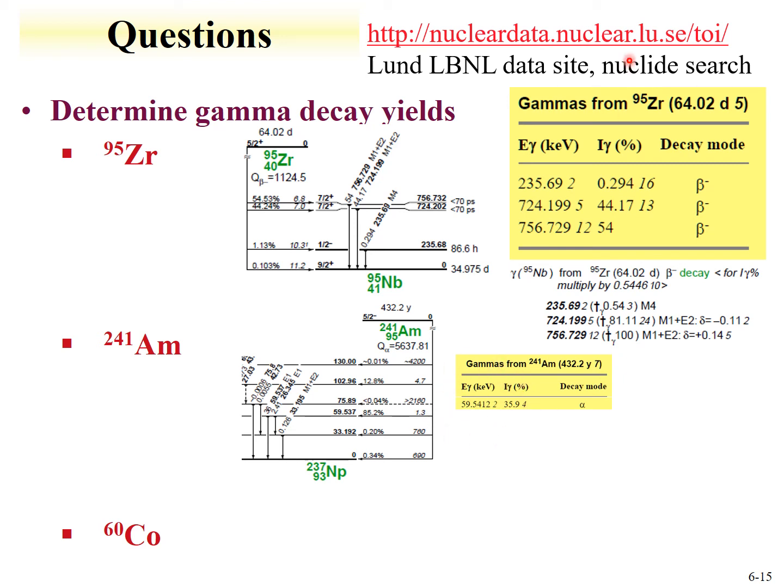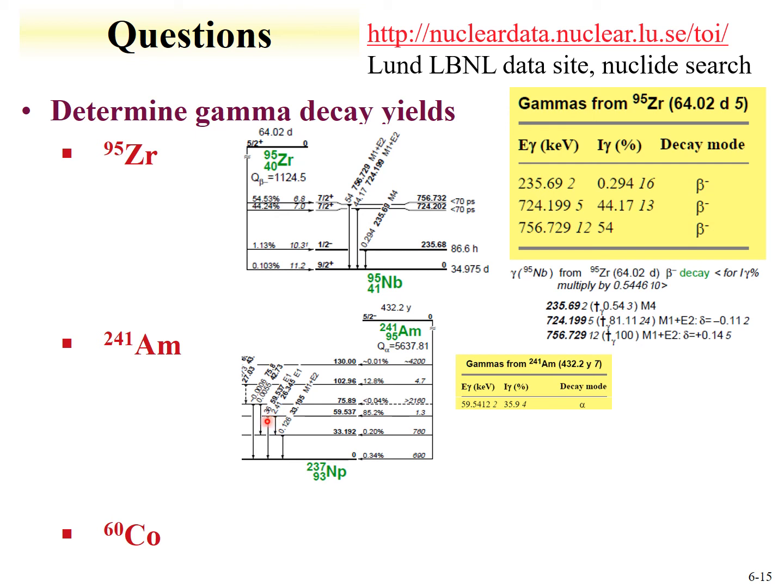If we go to the Lund Berkeley site, we see that the gamma intensity is 35.9%. Comparing this with what we see from the table of the isotopes, here's americium-241. This is a truncated table, and it decays 85.2% of the time to this 59.5 keV excited state. However, only 35% of the time this photon decay is observed, and the reason for that is even though it occupies this same energy level 58% of the time, it has 2 routes for de-excitation.